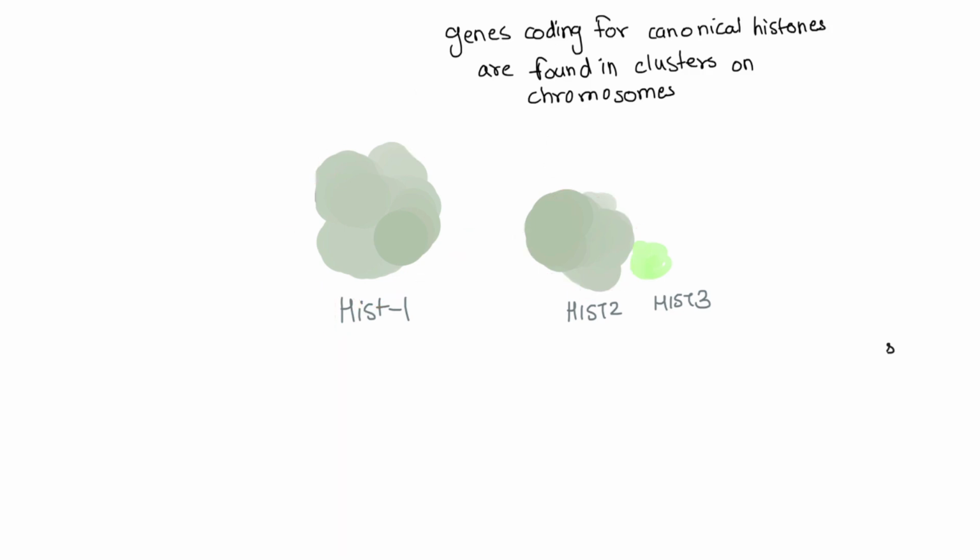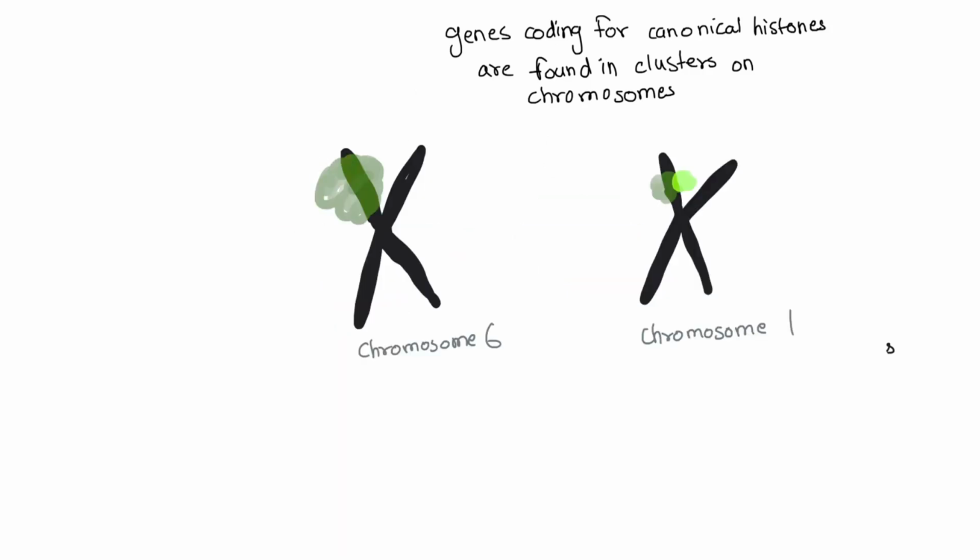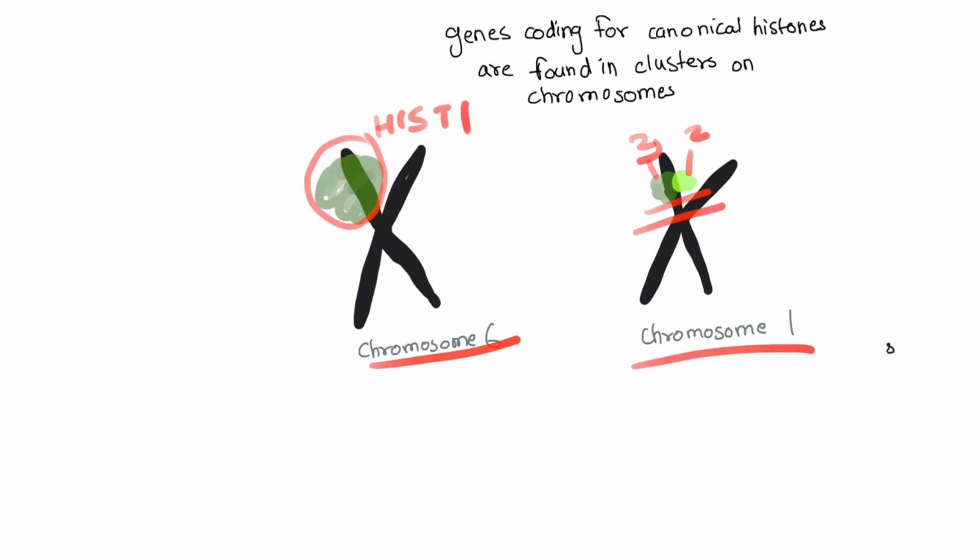If you look at a chromosome, you can see that the large cluster, HIST1, is located on chromosome 6, whereas the HIST2 and the HIST3, which are the medium and smaller ones, are located on chromosome 1.